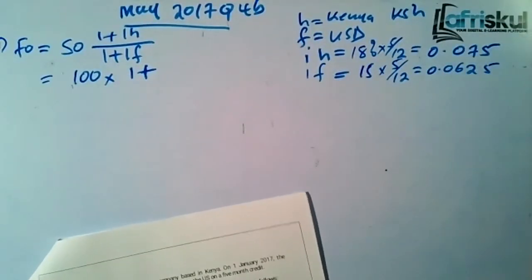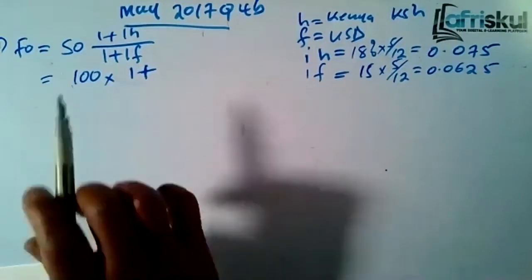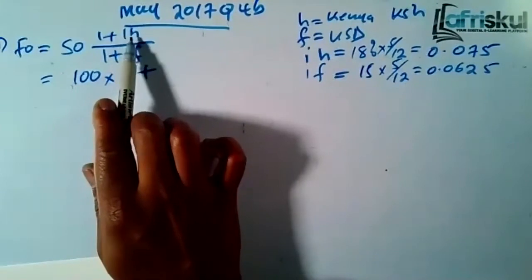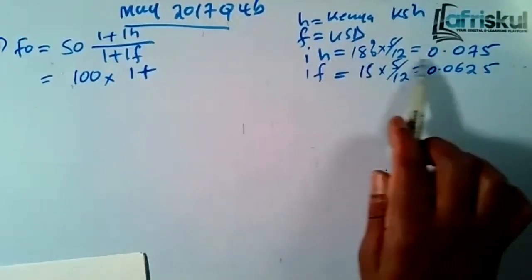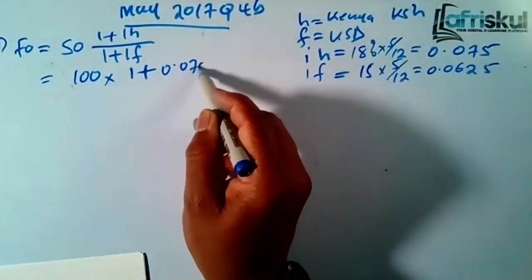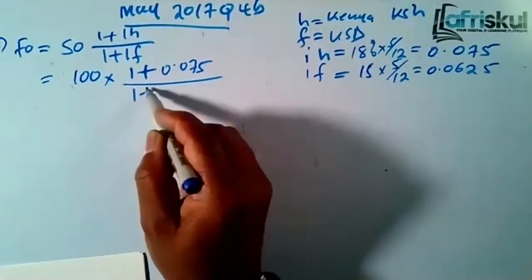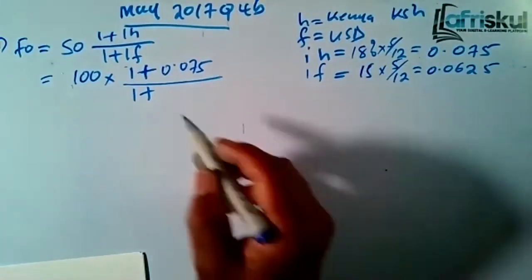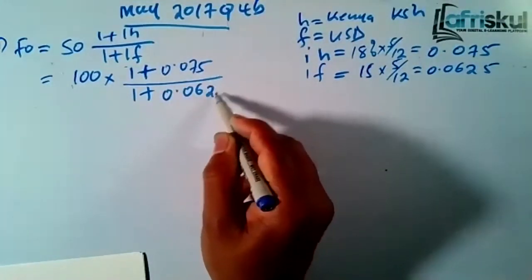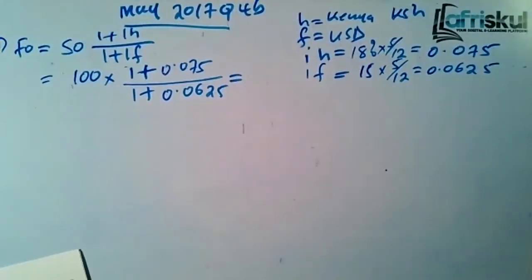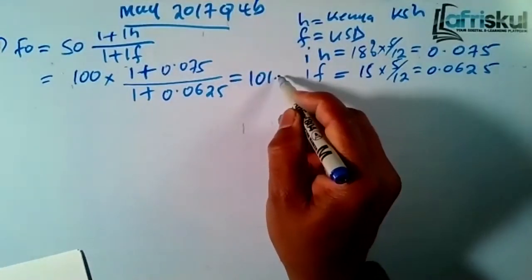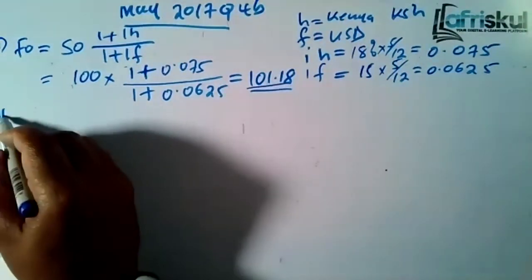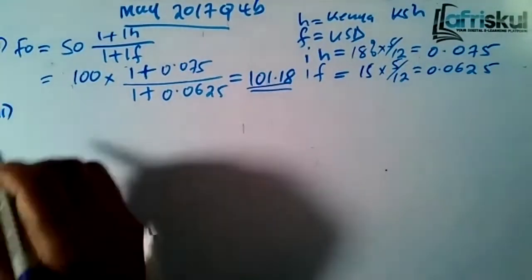0.075. So now let's go back to our formula. F0 is S0, the spot rate, times 1 plus the interest rate in the home currency, which we have gotten as 0.075, divided by 1 plus the interest rate in the foreign currency, which is 0.0625. If you do that, you'll get 101.18. That's number 1.